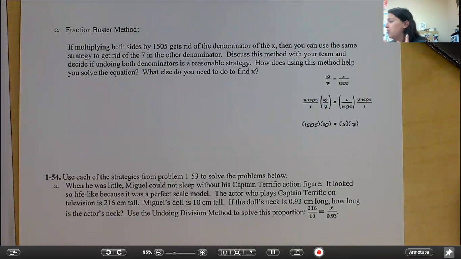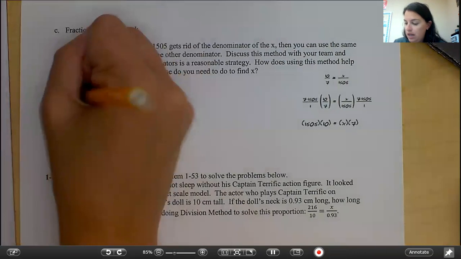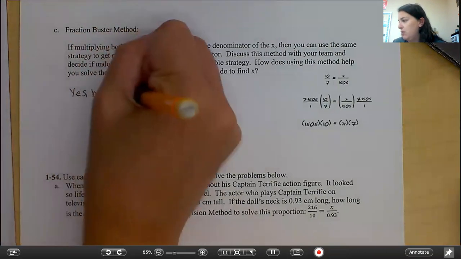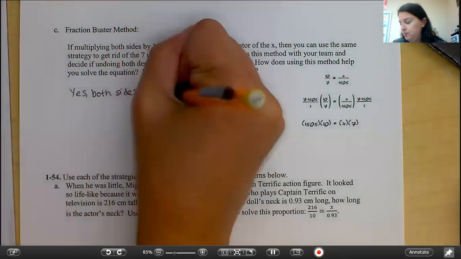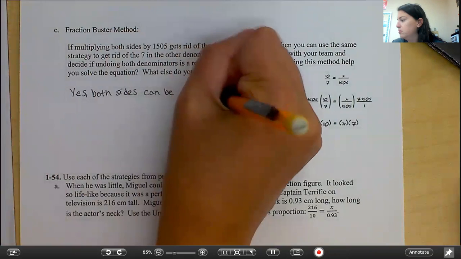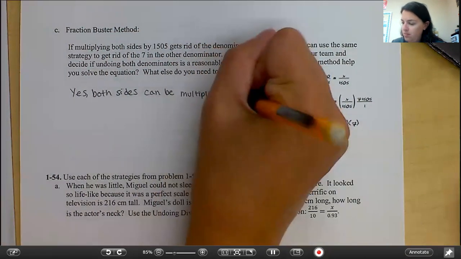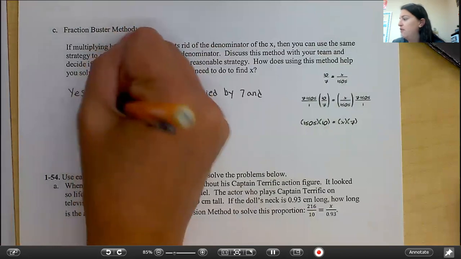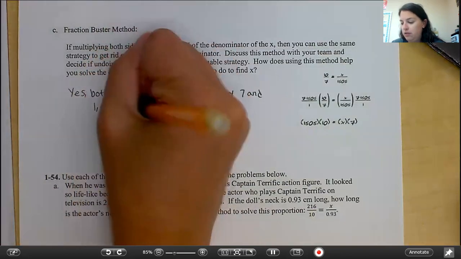Okay, if you're back with me, then you have answered these questions. First of all, yes, both sides can be multiplied by 7 and 1,505 because this eliminates the fractions.